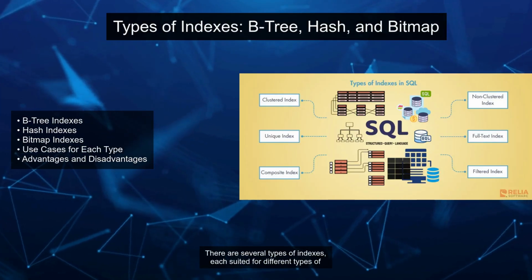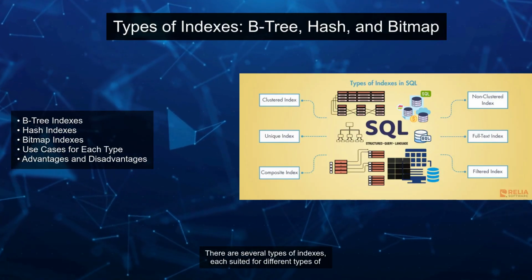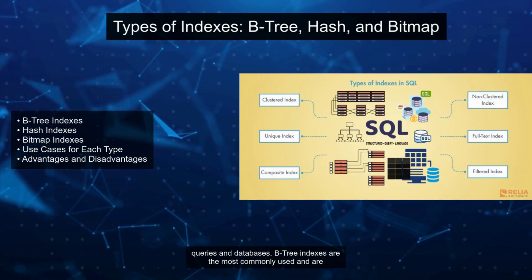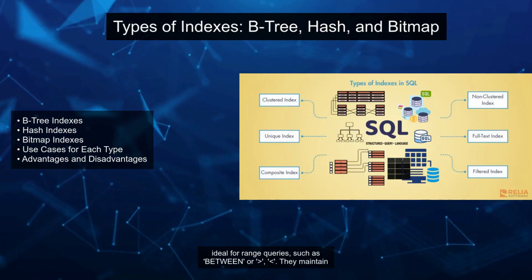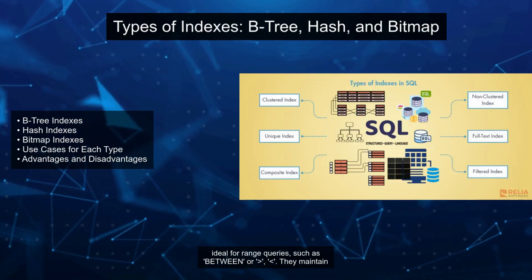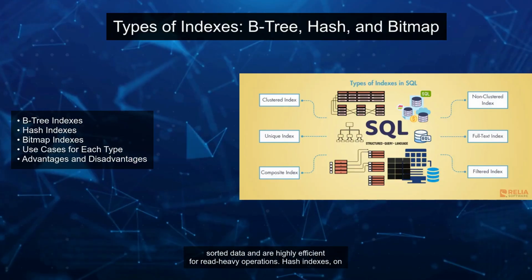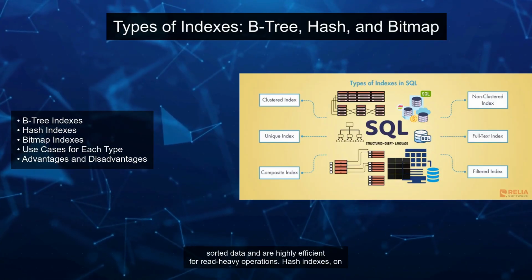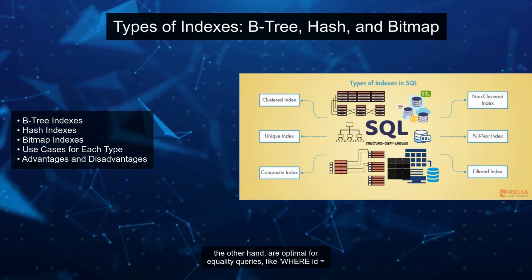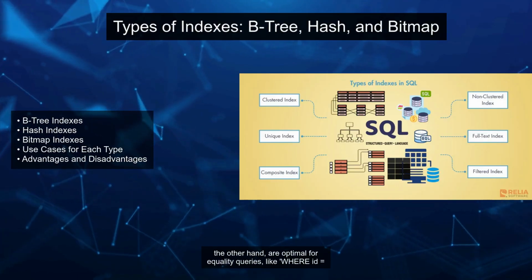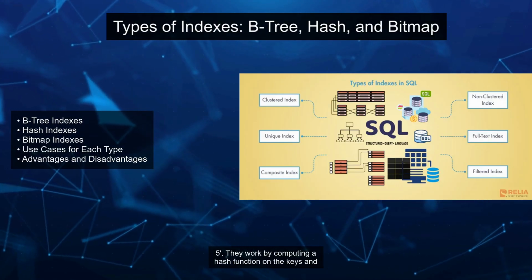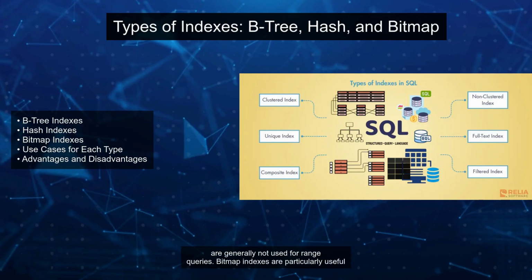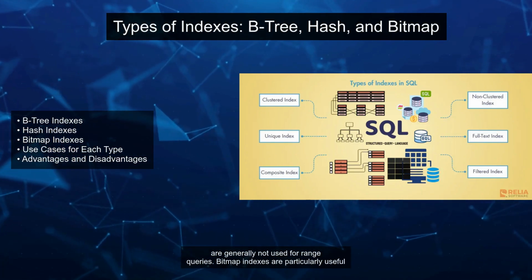There are several types of indexes, each suited for different types of queries and databases. B-tree indexes are the most commonly used and are ideal for range queries, such as between or less than. They maintain sorted data and are highly efficient for read-heavy operations. Hash indexes, on the other hand, are optimal for equality queries, like where id equals 5. They work by computing a hash function on the keys and are generally not used for range queries.